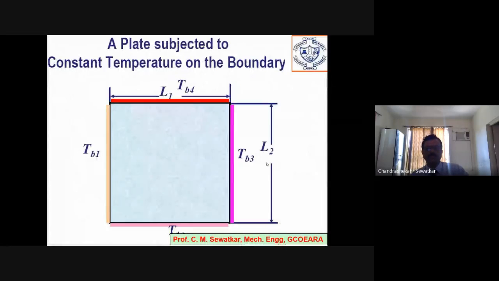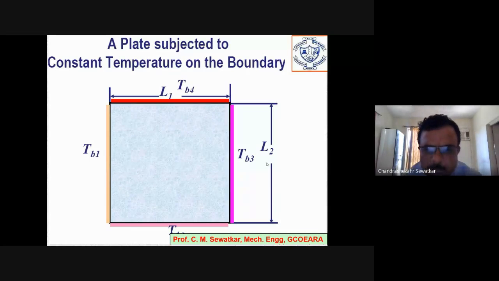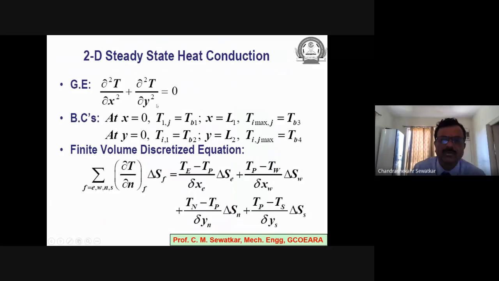What I'm going to do now is share with you the results obtained for a simple problem, a plate which is subjected to constant temperatures on the boundary. Let's say this is TB1, this is TB2, this is TB3, this is TB4. We have the governing equation as del 2T by del x square plus del 2T by del y square. These are the boundary conditions. At x equal to 0, T1j is equal to TB1. We'll consider this TB1 as 100. TB2 at y equal to 0, Ti1 is equal to TB2, which we'll consider as 200. Similarly, other temperatures 300 and 400 are given.